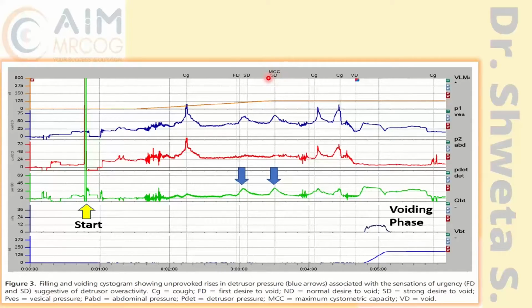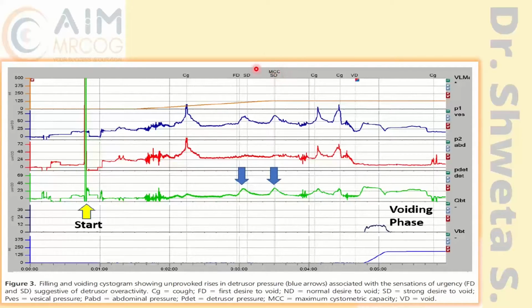Anything less than 400 means you will think what? Less than 400 capacity of bladder. What could it be? Low compliance. No, my dear. Compliance is the change of pressure with the volume, so you cannot judge only by volume. What about the volume? Contracted bladder, ma'am. Low capacity bladder.